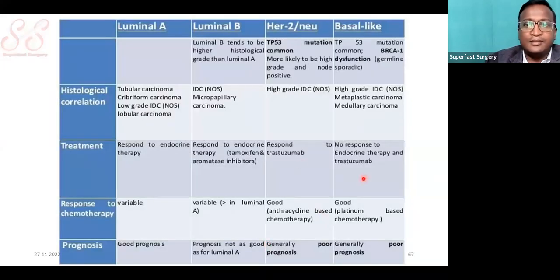This is the table that will highlight the features of these several luminal types. So luminal A, as I discussed, is the most common one and it has a very good prognosis. The prognosis decreases, like the basal like has the worst prognosis and the luminal A has the best prognosis. The histological correlation, usually it is hormone receptor positive. The endocrine treatment has a good role in luminal A and luminal B, while in HER2 positive, we have to use trastuzumab, targeted therapy. And in basal like, we cannot use either endocrine therapy or anti-HER2 therapy. In response to chemotherapy, the basal like has good response to platinum drugs, while the HER2 receptor has good response to the anthracycline drugs.